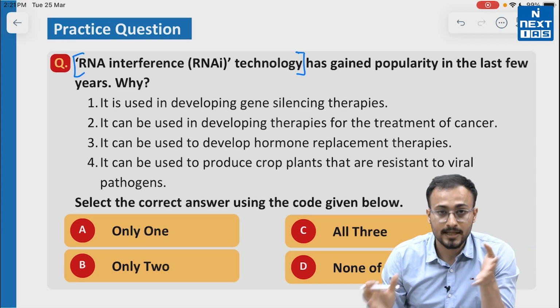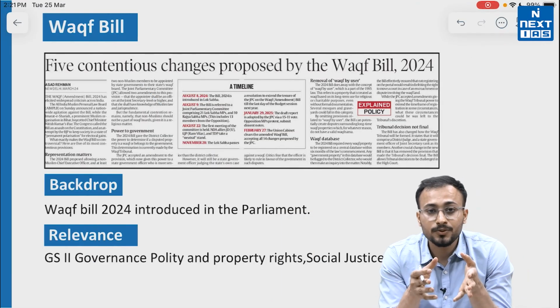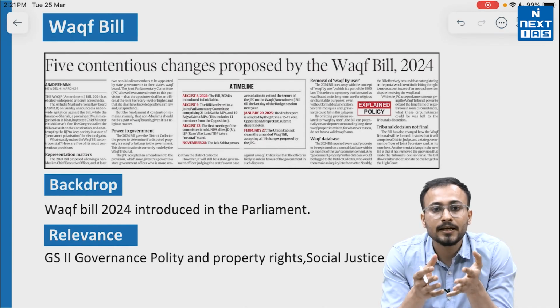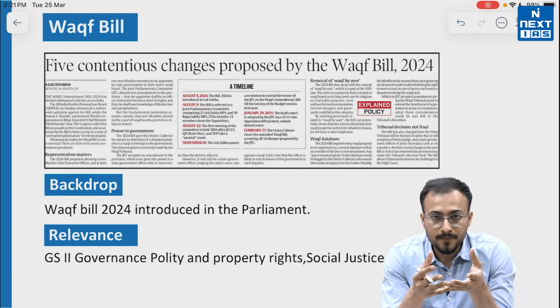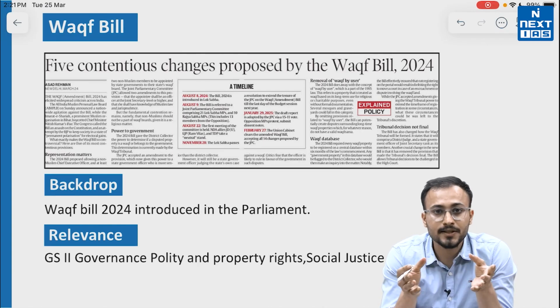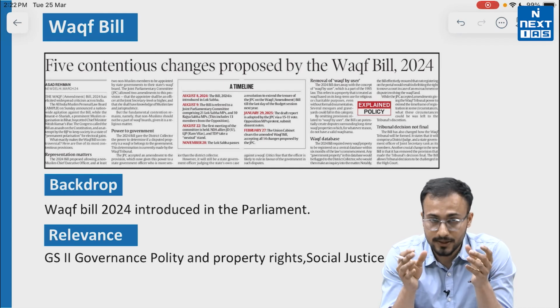Now moving on to the second topic of the day, which is the Waqf Bill. Why is this in news? Waqf Bill 2024 was introduced into Parliament and there has been a lot of controversy around this bill. That is why the bill was in news, and the Indian Express explained section today covered the Waqf Bill and what are the contentious things in this bill.